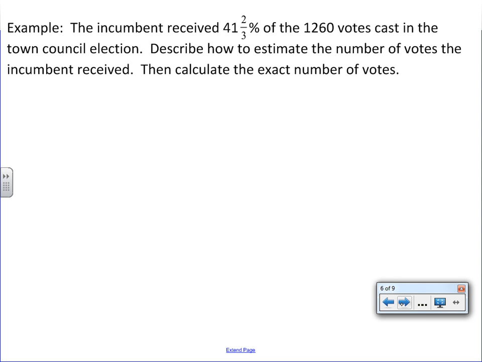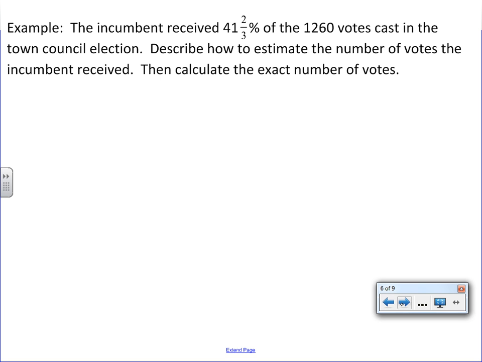The incumbent received 41 2/3% of the 1,260 votes cast in the town council election. Describe how to estimate the number of votes the incumbent received. Then calculate the exact number of votes. So first they want us to do an estimate. Okay, we want to estimate.